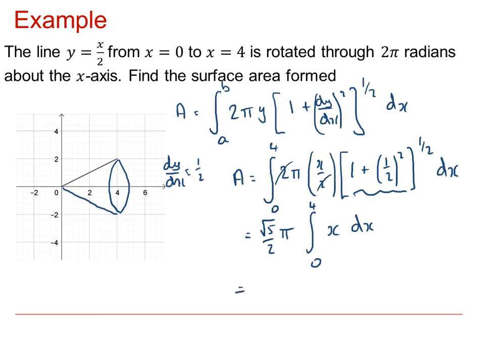When we evaluate that, we get root 5 over 2 pi, multiplied by 1/2 x squared, evaluated between 0 and 4. When we put 4 in, we get 1/2 of 16, which is 8, and when 0 goes in, we get 0. So we get root 5 over 2 pi multiplied by 8, which is 4 root 5 pi.